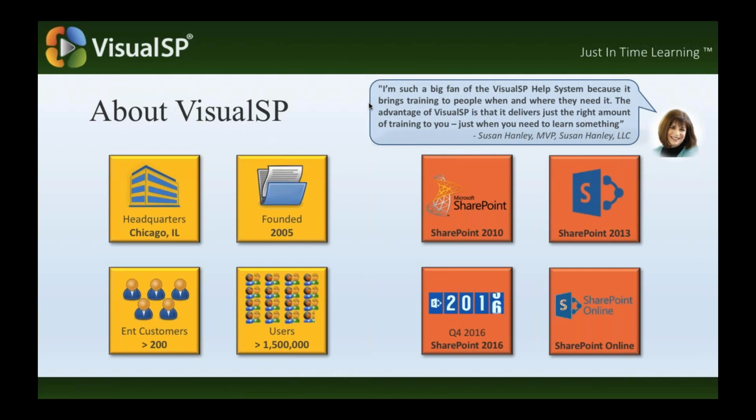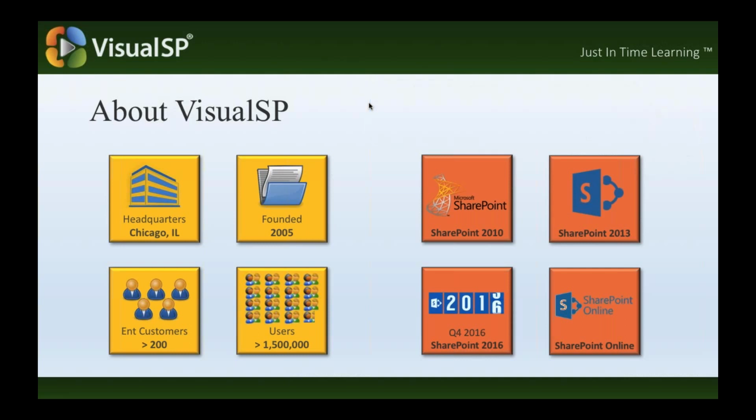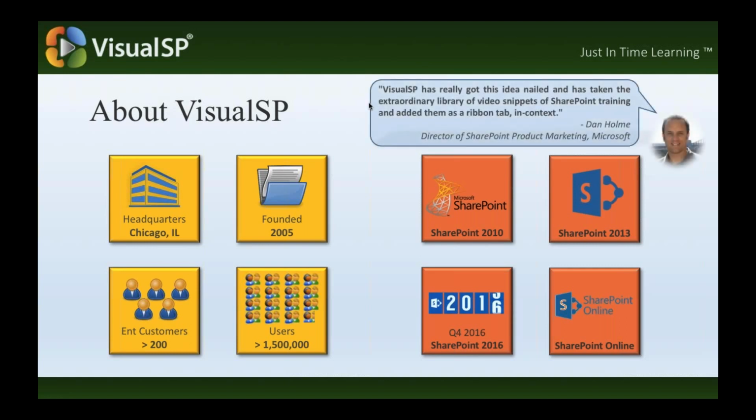It's not to say that Asif was an ineffective trainer, but the challenge is once people leave the classroom setting, whether the classroom is virtual or online, a lot of that information is forgotten. And so Asif, being the clever man that he is, said there's got to be a better way. And so he founded VisualSP in 2005.